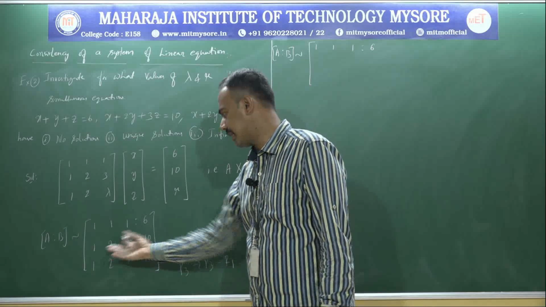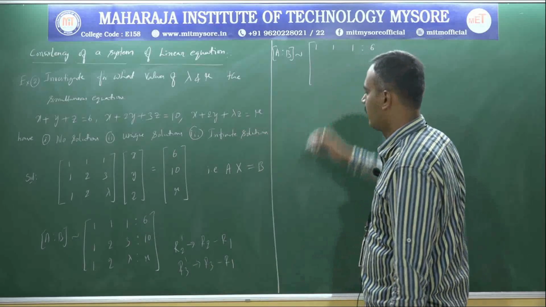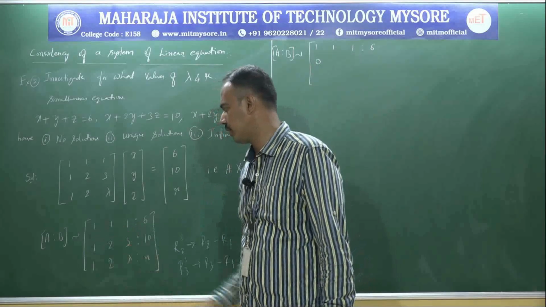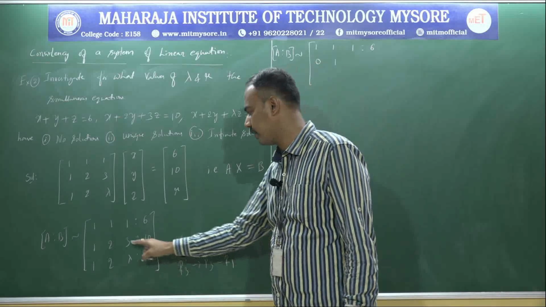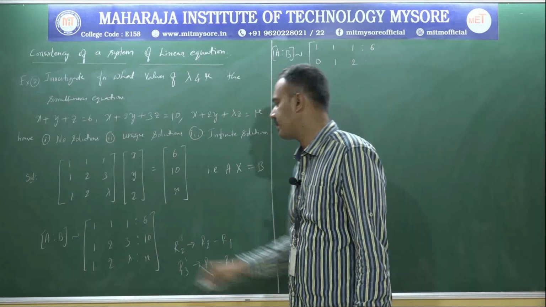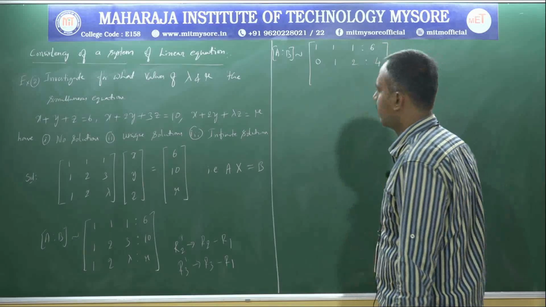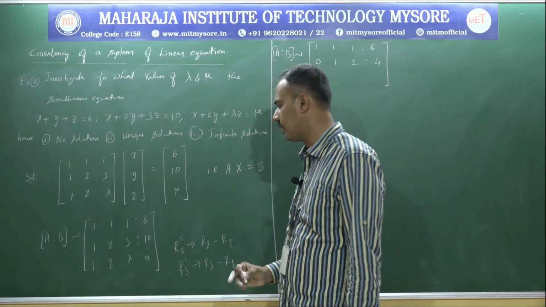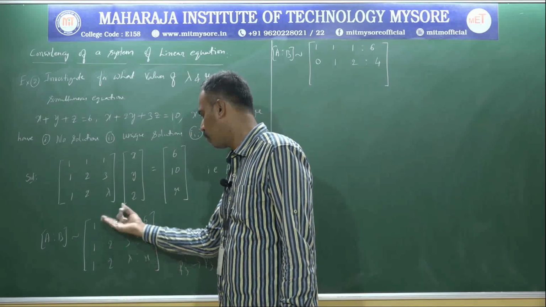Now the second row transformation: apply R2 - R1. That gives 1 minus 1, 0. Then 2 minus 1, 1. Then 3 minus 1, 2. Next, 10 minus 6, 4. Now we consider R3 - R1, that is, the row 3 elements minus the row 1 elements.